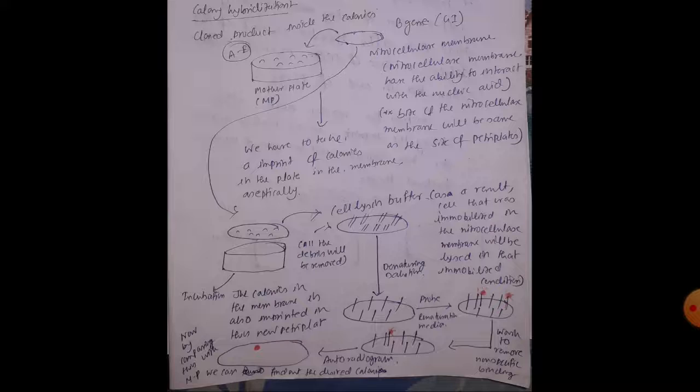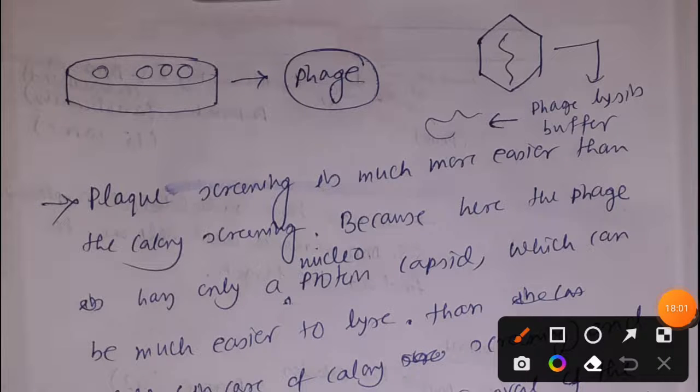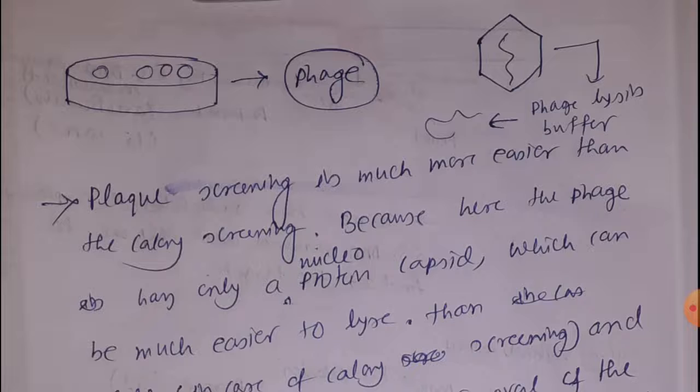So now let's move to plaque hybridization. Here I do not have to say anything new, because plaque hybridization is the same as what we have discussed in the case of colony hybridization. The only difference is that plaque hybridization is performed when we have used phage during library construction, which generates plaques. Now I want to discuss an interesting concept: the screening of phage, or plaque hybridization, is much easier than colony hybridization. Why? Let's see.